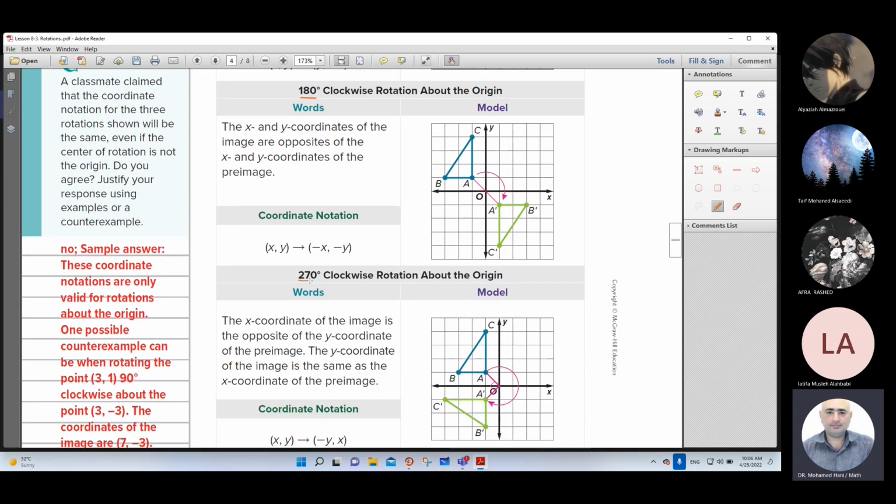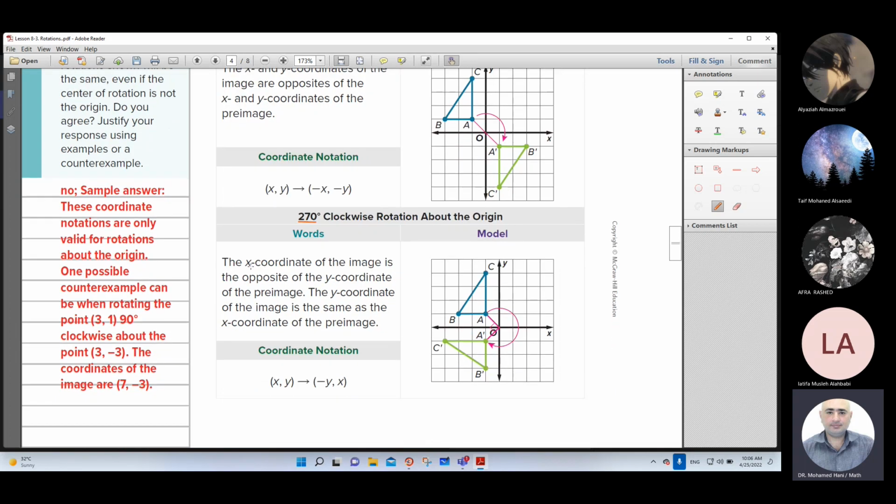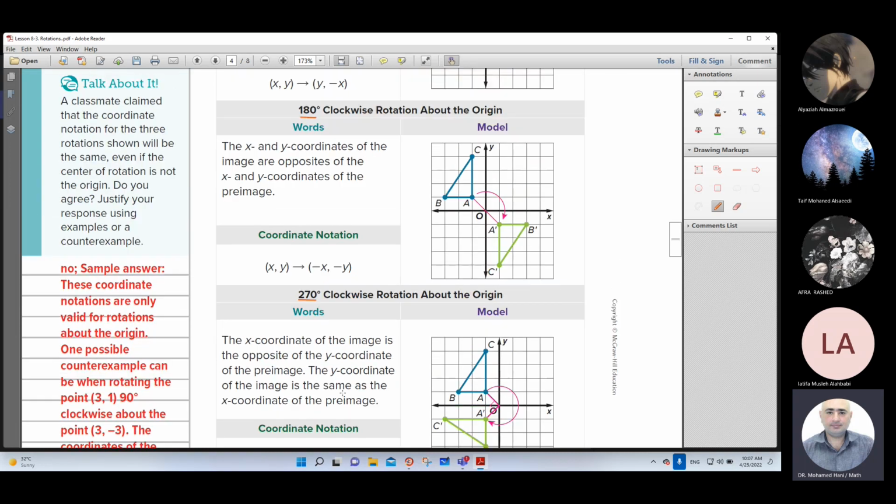And when you have a 270-degree clockwise rotation about the origin, the x coordinate of the image is the opposite of the y coordinate of the pre-image. So the y coordinate of the image is the same as the x coordinate of the pre-image. And when you have this angle 270, x, y will be negative y, x.